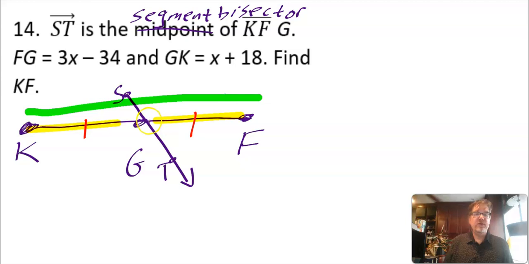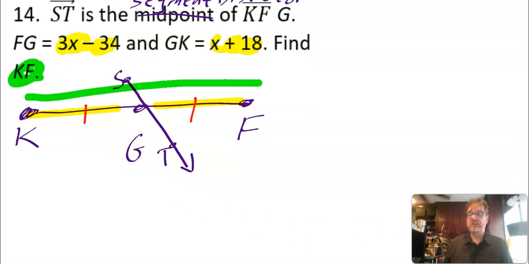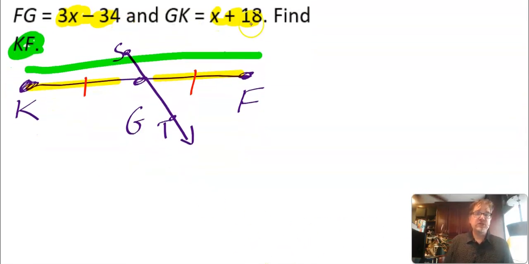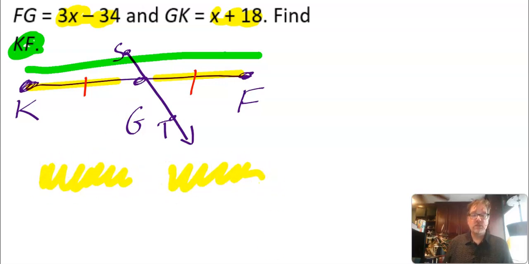So FG is yellow. GK is also yellow. Let's find KF, which is green. Let's find the green one. So I'm going to make the equation, the two they gave me is yellow. So I'm just going to say yellow equals yellow. 3x minus 34 equals x plus 18.